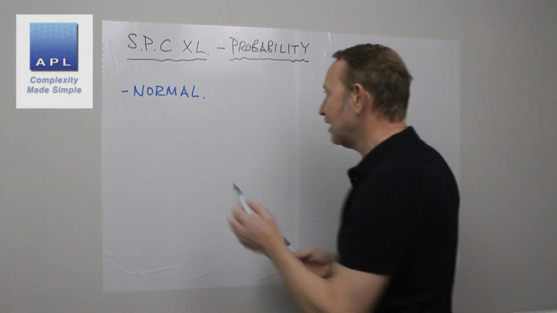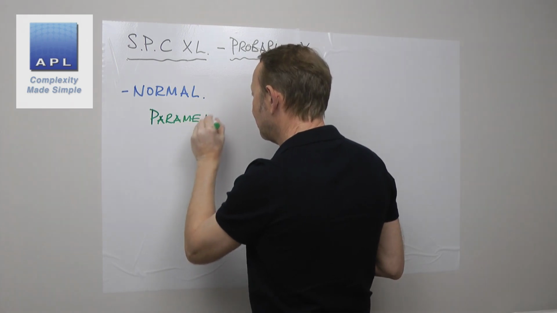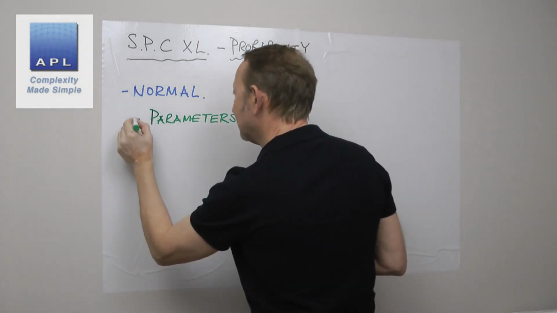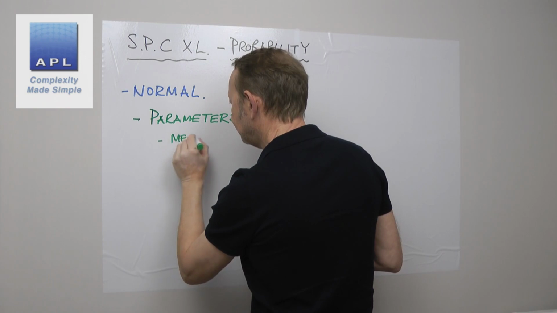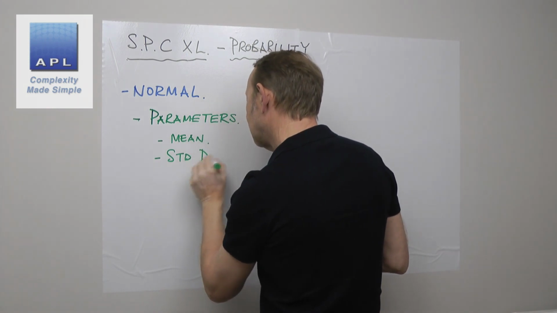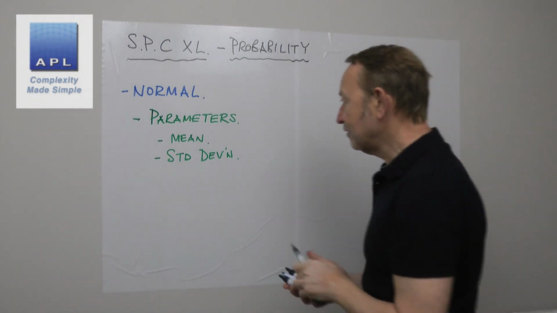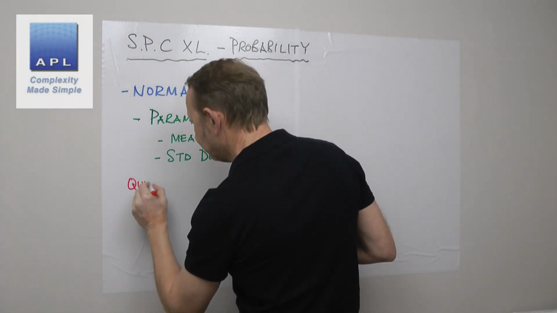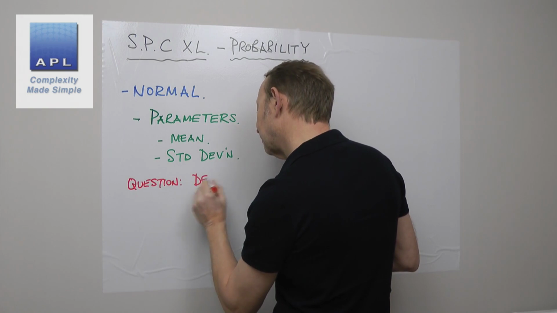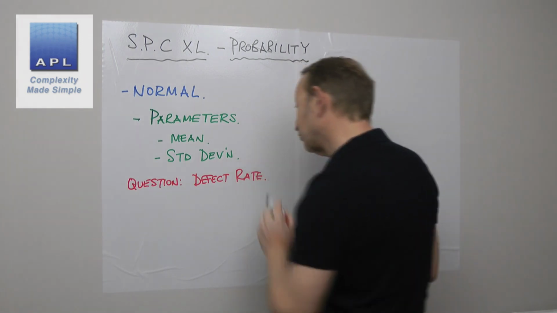Now the parameters in this case we are fairly familiar with. We need parameters when we look at a probability distribution. The parameters we're familiar with: the signal, which is the mean, and the standard deviation, which of course is the noise. So there are the two parameters. And then, what's the question that we're normally going to answer? Well, it's normally a defect rate. So we'll take a look at one of those examples in a moment.